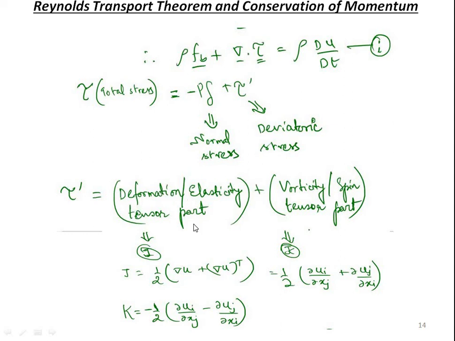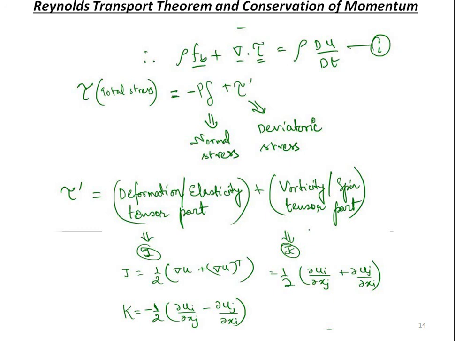If there is a two-phase flow, there is an elasticity between the phases, between the interface, or the deformation tensor part. If it's a single phase flow, there is the fluid film elasticity, or fluid deformation, and the stress associated with it is the deformation tensor part. And due to deformation, some vorticity or spin arises in that fluid, the spin tensor part. So it can be divided into J and K. J is half of grad of U plus grad of U transpose. Gradient of U is actually a tensor, and we get grad of U transpose.